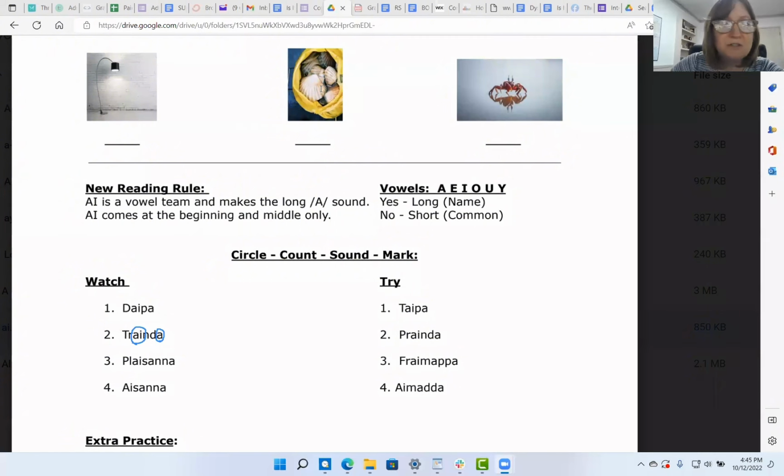Okay, now I'm going to mark it. AI says A. It's a reading hack. It's a shortcut. AI says A. A at the end says uh. Now I'm going to pencil read it.